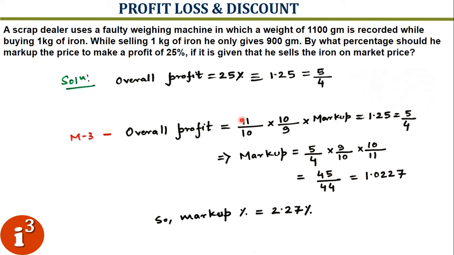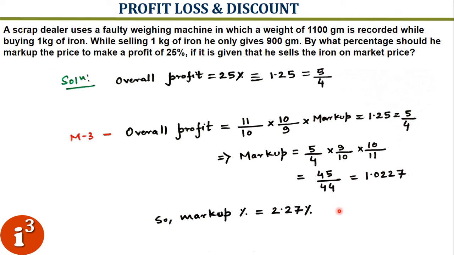So overall profit: while buying, he is taking 1100 gram but actually giving the price of 1000 gram, so 11 by 10. While selling, he is taking the price of 1000 gram but he is actually giving 900 gram, so 10 by 9, into the amount by which he marks up. His overall profit is 5 by 4. So markup is this: all these two go to this side, 5 by 4 into 9 by 10 into 10 by 11. 10 gets cancelled, 45 by 44, that is 1.0227.